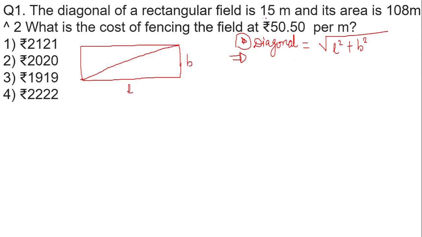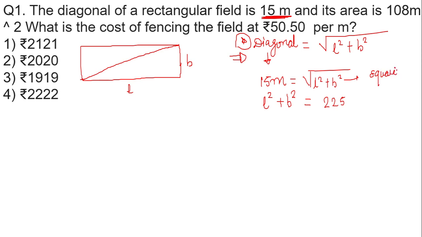Now what is given in the question? They have given us the length of the diagonal, that is 15 meters. So can I write 15 meter is equal to under root of L square plus B square, right? So here, can I rewrite this as L square plus B square is equal to 225 meters. What I have done, I have simply squared it on both the sides. Squaring on both the sides, the square root will be removed and 15 square will give us 225. So L square plus B square is equal to 225. This is the first thing. Now the second thing that they have mentioned in the question is the area.